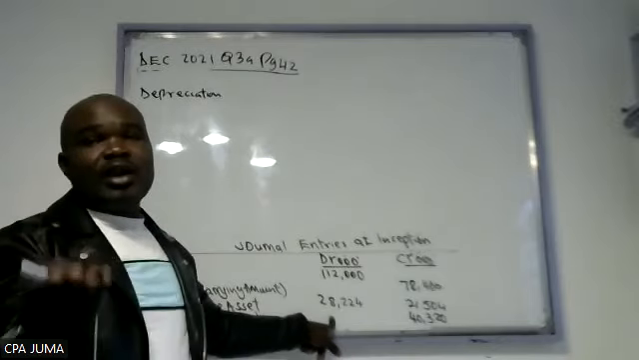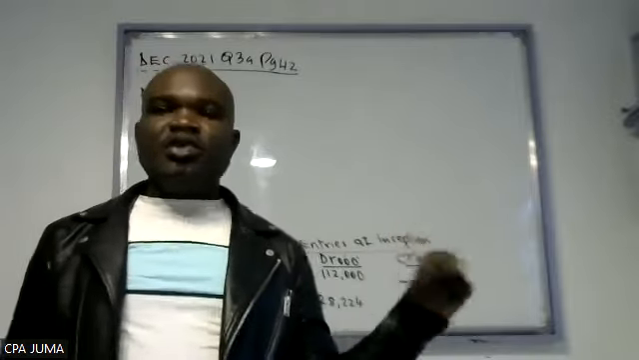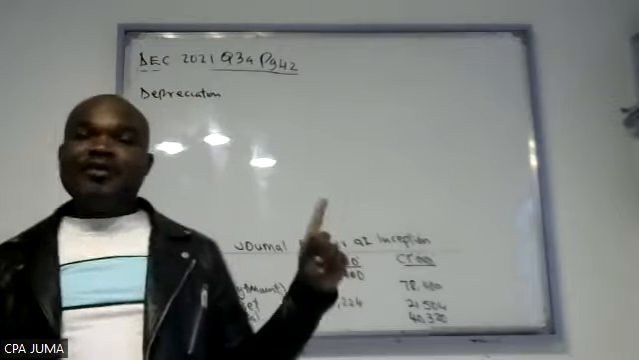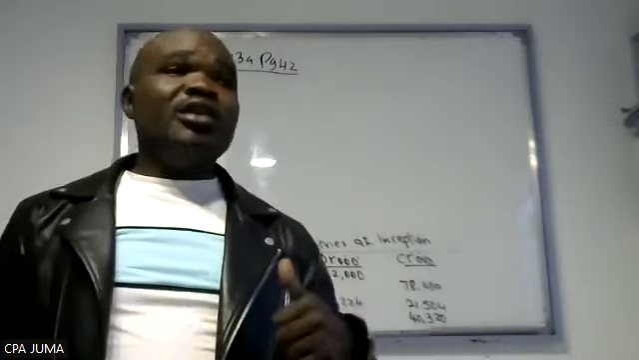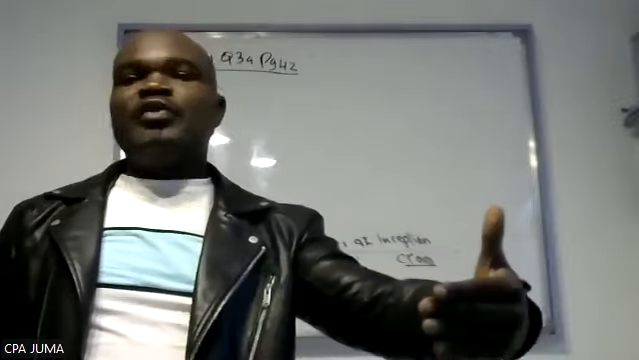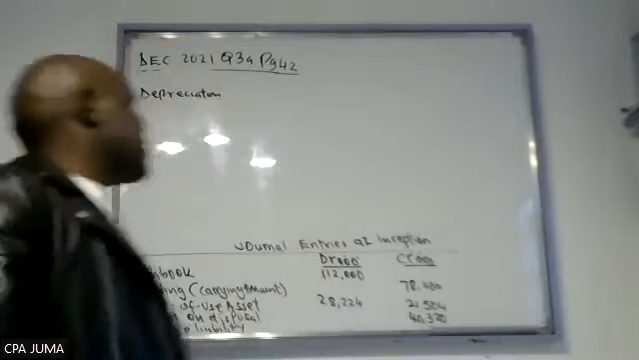Useful life, maybe someone came late. Useful life in the question is 25 years, but the lease term is 5 years. So for the lessee, in the books of the lessee, we depreciate the asset up to the end of the lease term, not useful life. So we'll go for 5 years, the way you are saying.